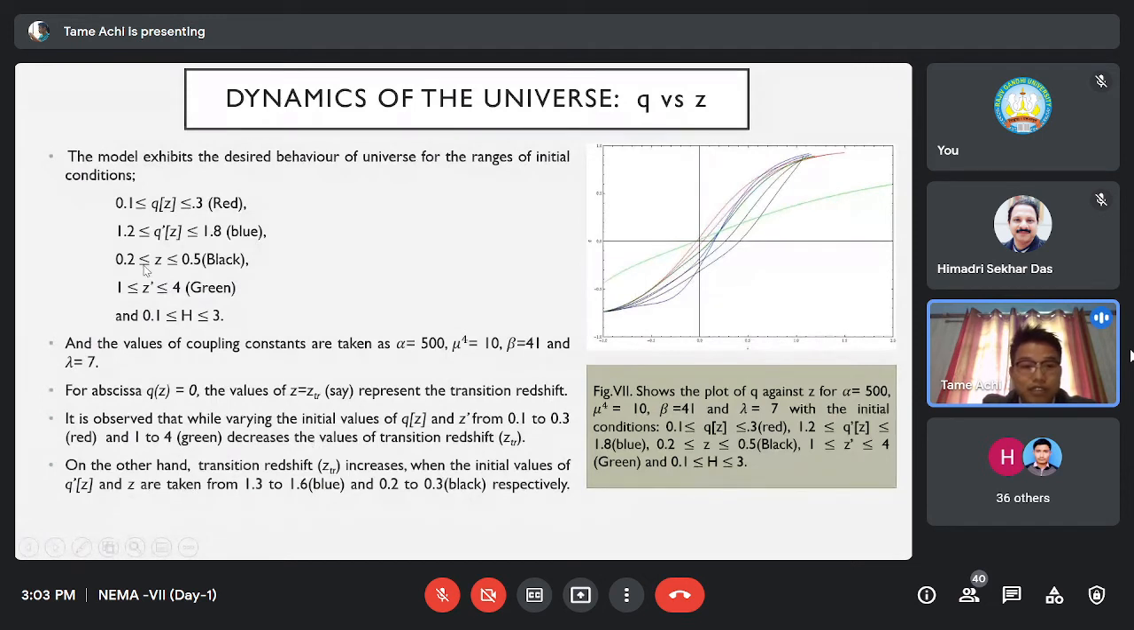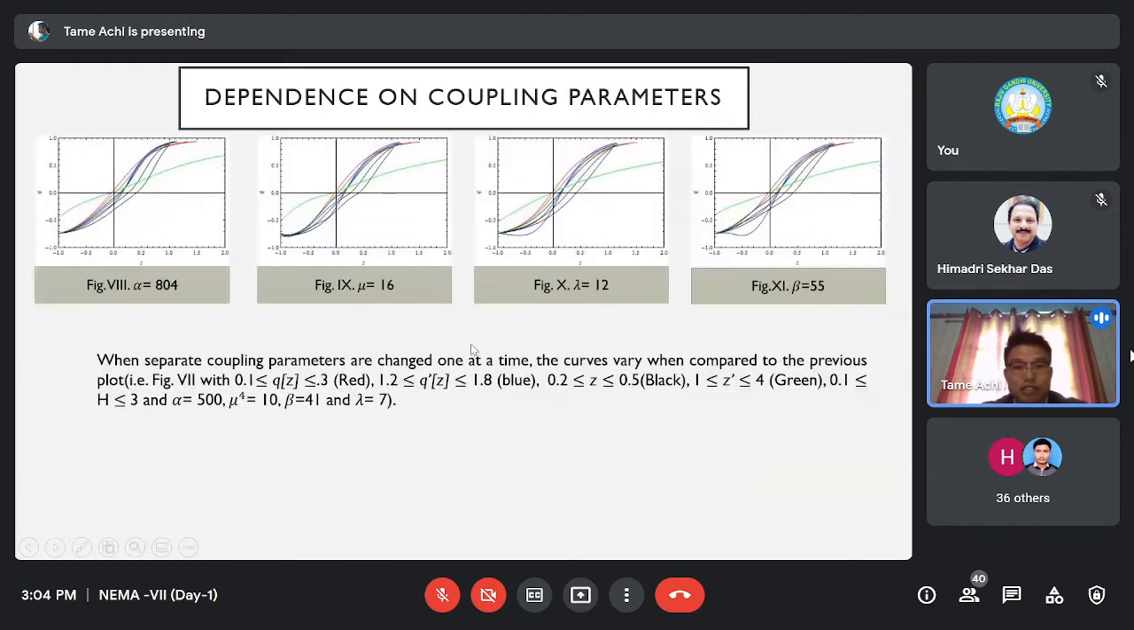On the other hand, when the initial values for Q prime and Z are taken from 1.3 to 1.6 and 1.2 to 1.3 respectively, we find the transition redshift increases. And to plot this, we have also considered the value for alpha to be 500, mu to the power 4 equal to 10, beta 41, and lambda equal to 7. And this one is the last one.